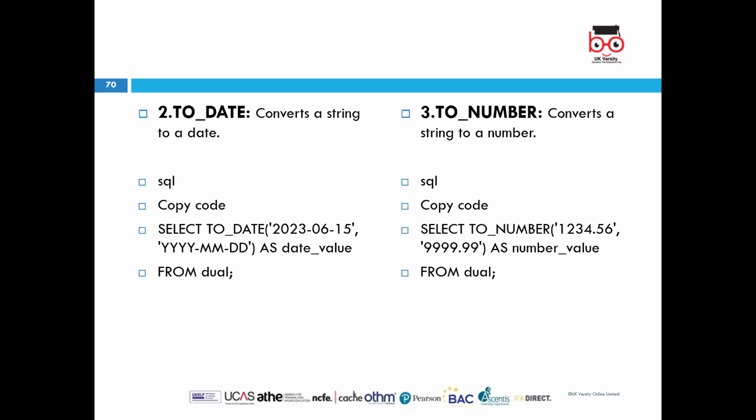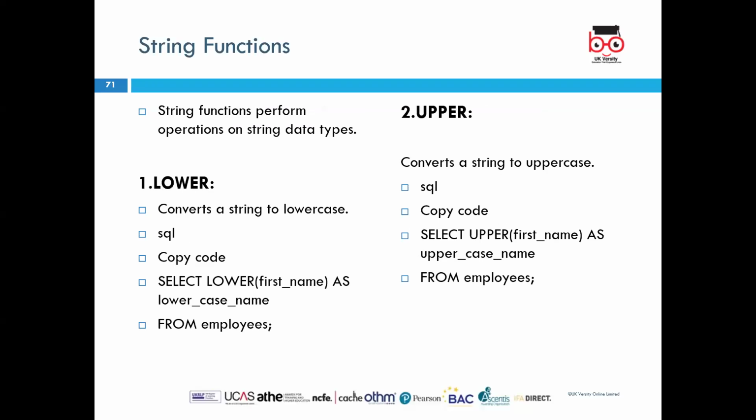To_date converts a string to a date, and to_number converts a string to a number. These functions perform operations on the string data type, such as lower and upper. With lower, we convert a string to lowercase, and with upper, we convert the string to uppercase.